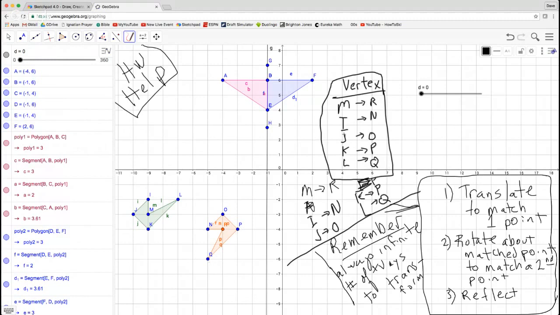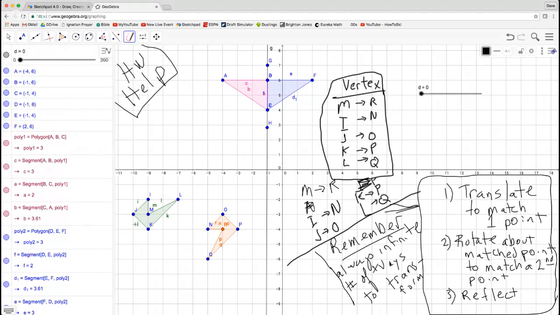Now let's look at these angles. Angle M is the inside one. Angle I is this 45-degree angle, and so is angle N. O is this 90-degree angle here, and so is angle J. And angle K is this 90-degree angle, and so is angle P. And Q is this little skinny angle out here on this point.